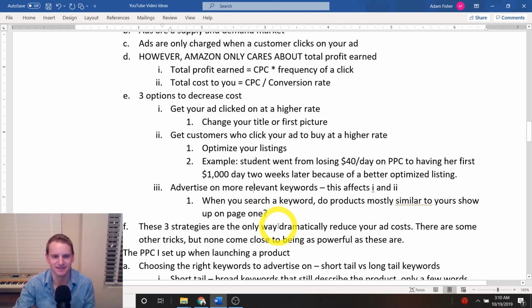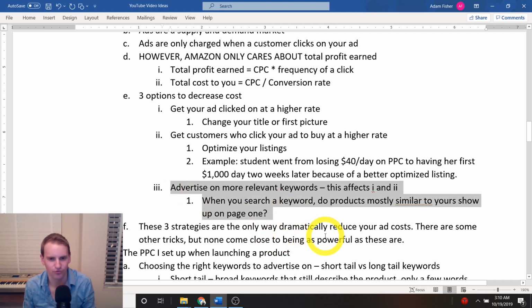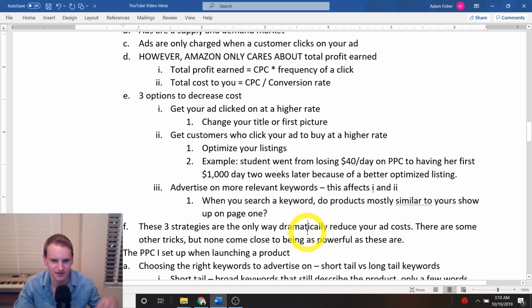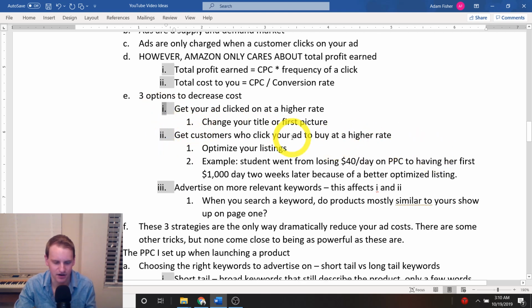It's crazy. And then we have the third option, which kind of really pertains to the first two. This is just advertising on more relevant keywords, right? If I advertise my paintbrush on a bucket of paint, that's not what people are looking for. But if I advertise my paintbrush on the keywords for paintbrush, or even better, if I have a long-handled paintbrush and I advertise on long-handled paintbrush, meaning people know exactly what they want, those are going to do so much better. It's going to make your ads more clickable. It's going to make more people buy your product once they've clicked.